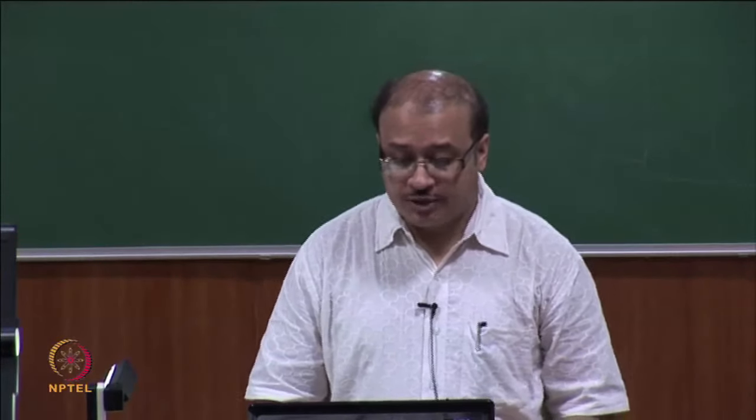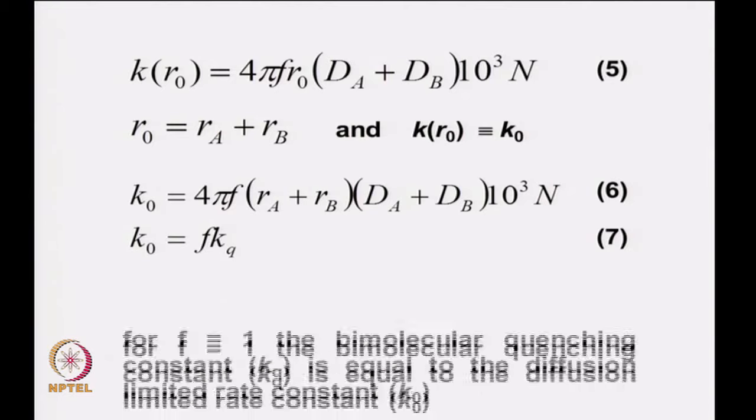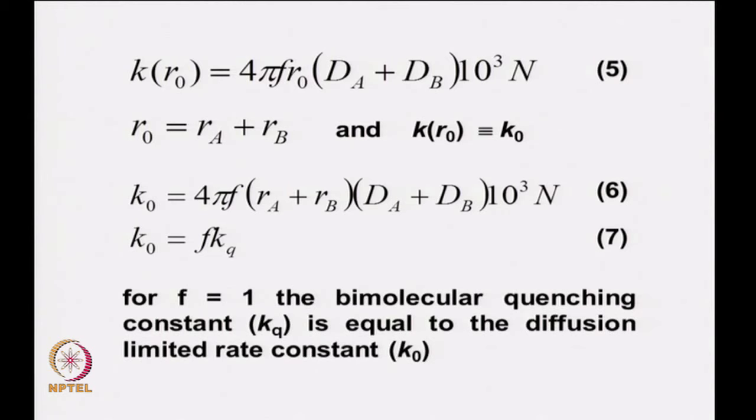What we now do is we just replace k R0 by k0. Okay. Now what we have is then k0 is equal to 4 pi f times (R_A plus R_B) times (D_A plus D_B), then the rest of the expression, and hence we can write this as k0 is equal to f times K_Q, right? Where K_Q is the whole of the expression apart from f.